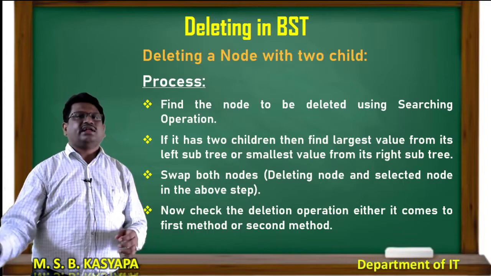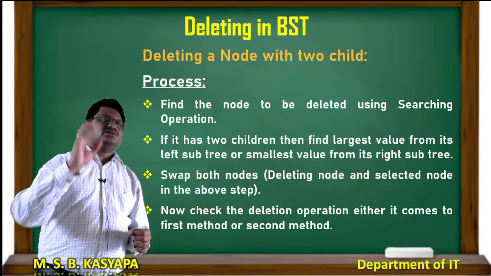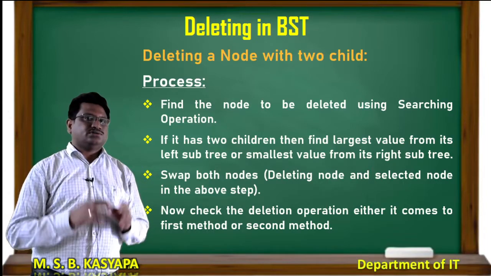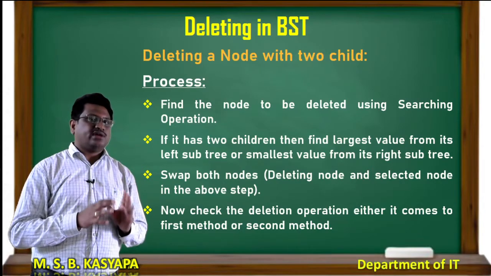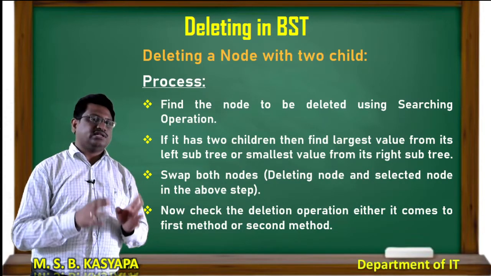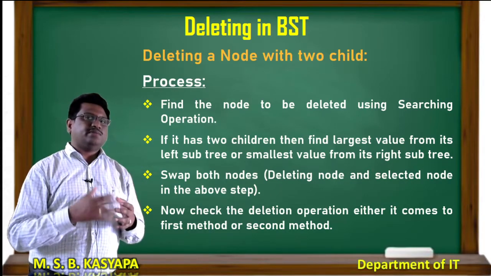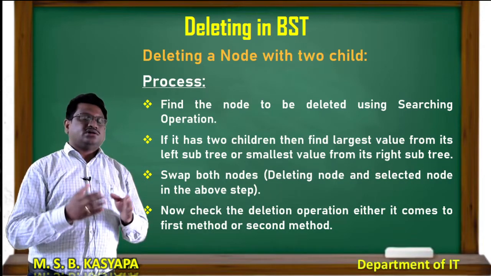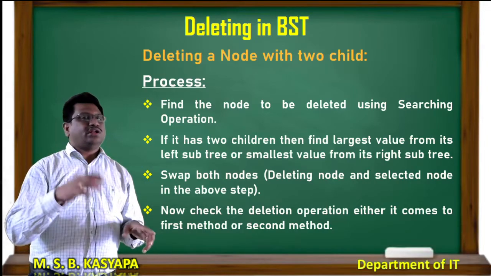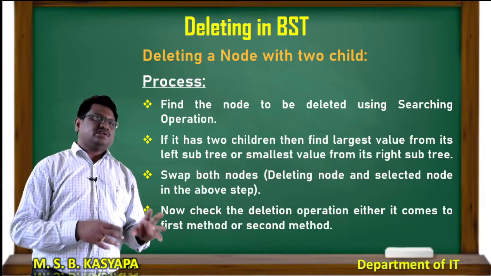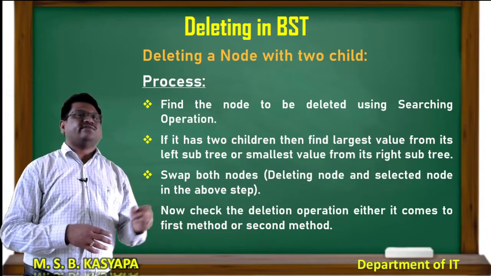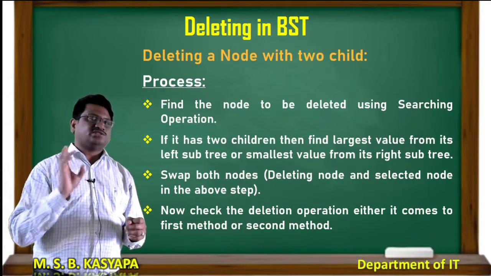If it is a right subtree, I have to find the smallest value. So, if a particular node has two children and I want to delete that value, then I have to find the replacement value. That replacement value can be found in the left subtree or right subtree. If it is the left subtree, I have to find the greatest value. If it is the right subtree, I have to find the smallest value.